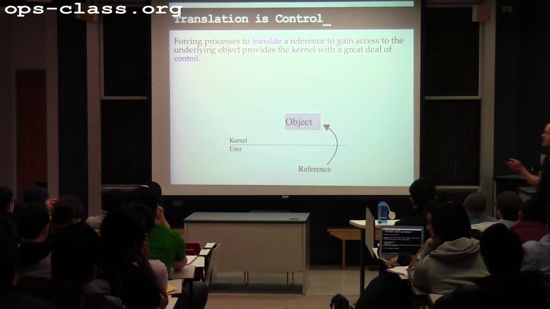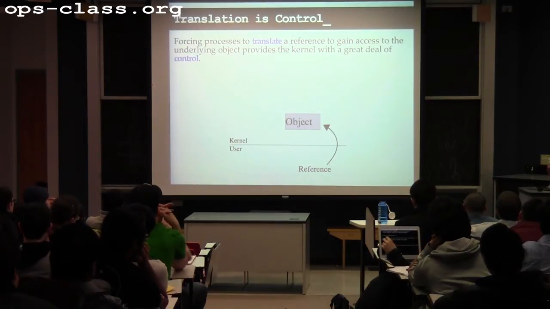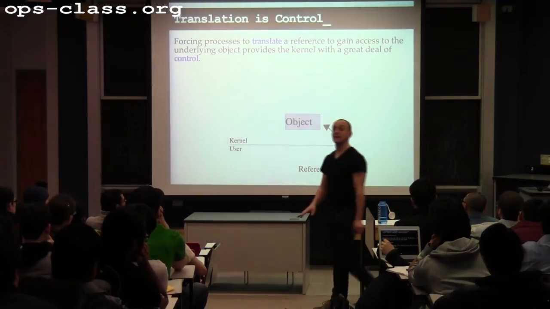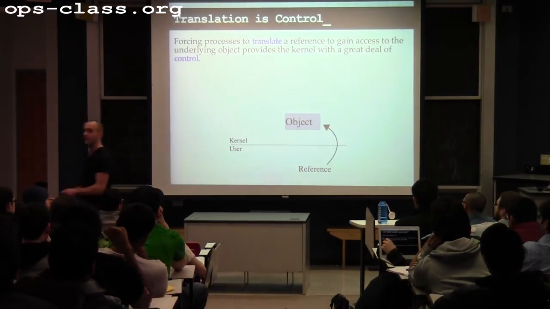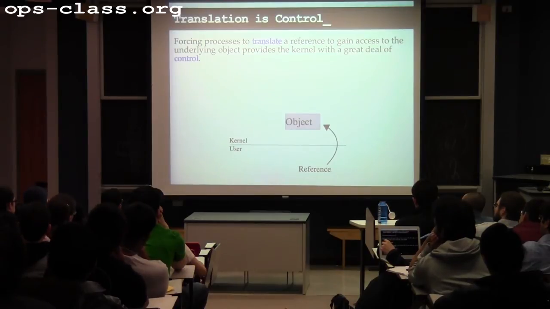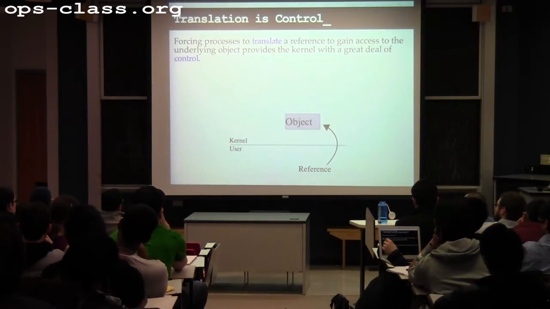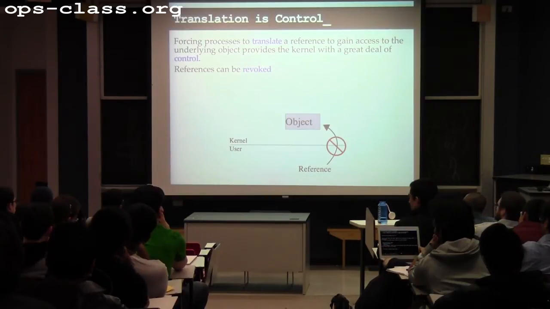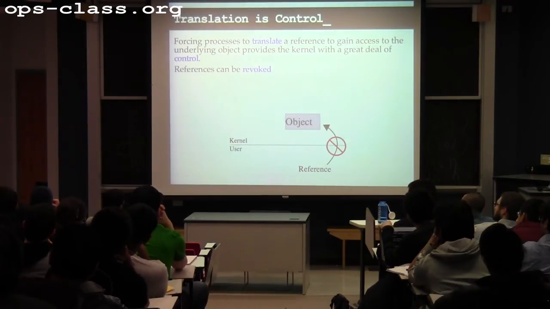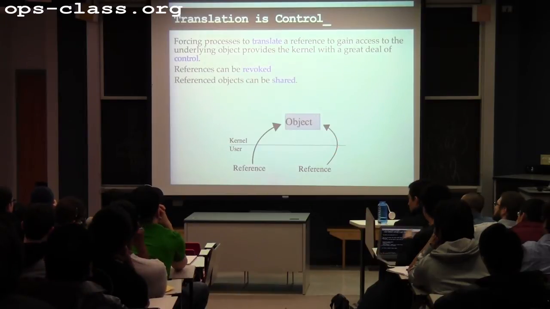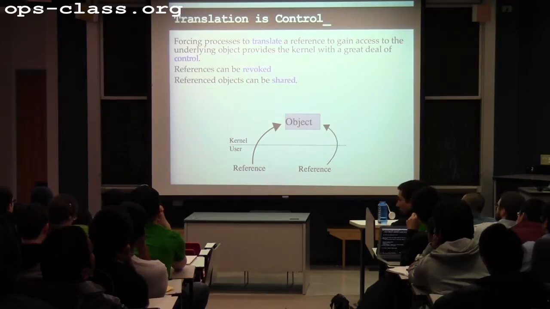The first way we can use this is that by forcing processes to translate a reference, right? Keep in mind, again, the virtual addresses that I'm handing out to processes are meaningless without the kernel's willingness to translate them. So the first thing this gives me is a great deal of control, right? If I decide to prevent a process from using that memory, the way I implement this is simply by refusing to translate that reference anymore, right? I can share things, right? I can give two processes references to the same object. This is kind of what I was doing with file handles, which is kind of a nice property.